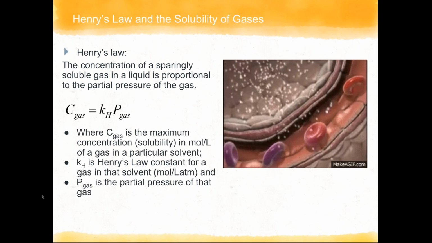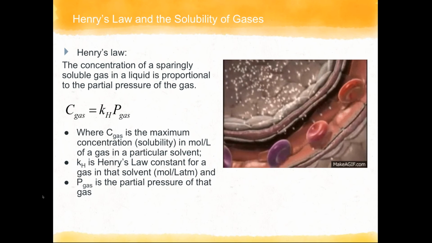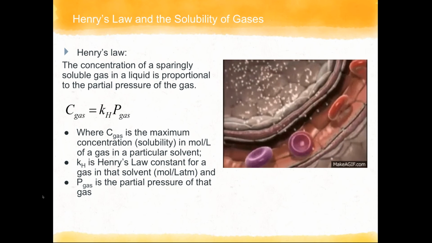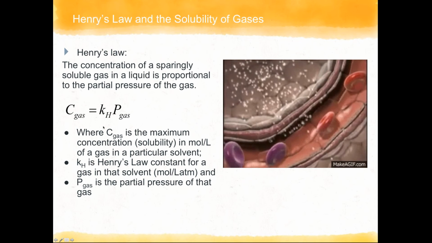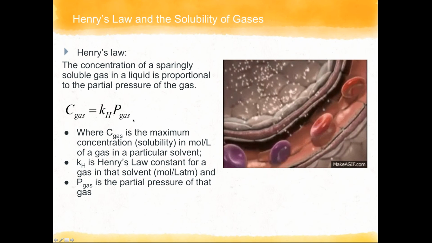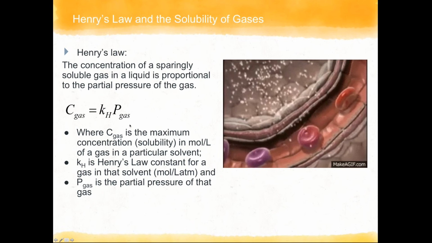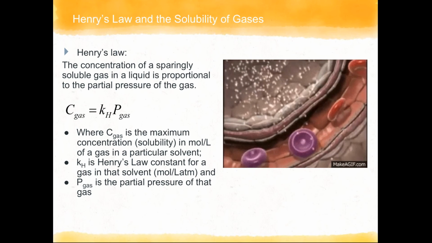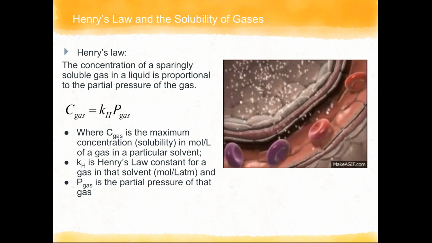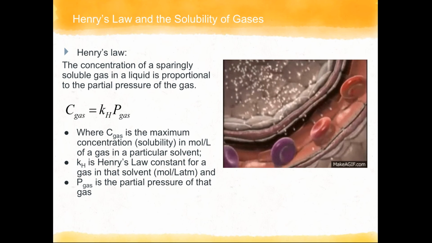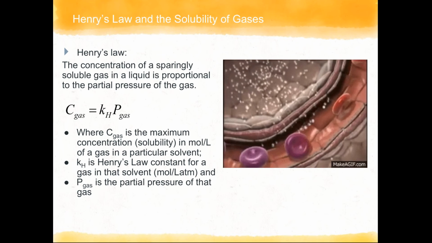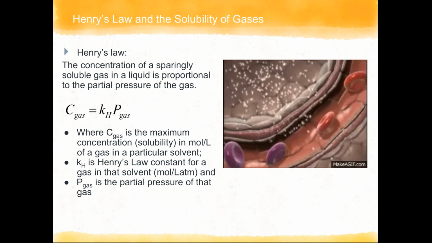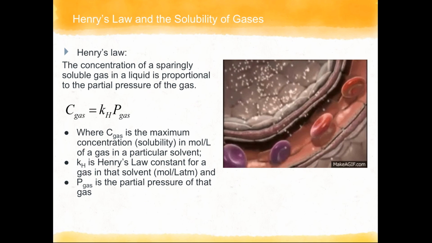So when we look at the concentration of a gas, the maximum solubility it has in a particular solvent, we use Henry's law constant, Kh, and the partial pressure of that gas. So if we're thinking about oxygen, for example, it has a certain partial pressure in the atmosphere, which has to do with how concentrated it is in the atmosphere. And that times Henry's law constant will tell you exactly the concentration that would dissolve into the liquid medium.